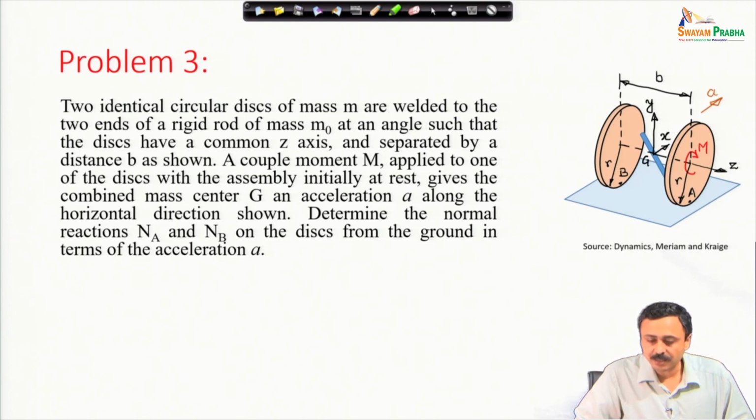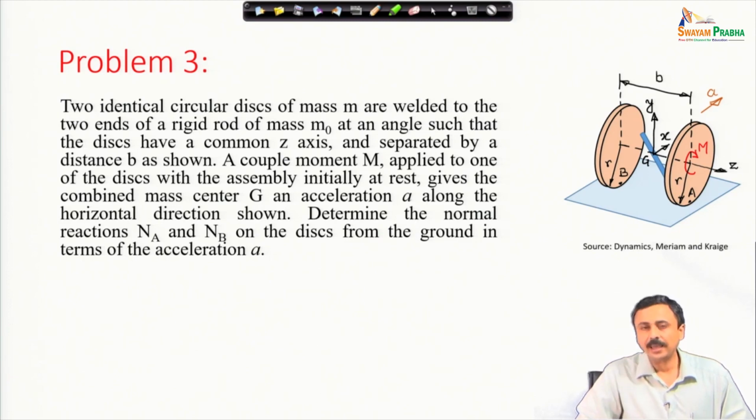Now, these discs are separated by a distance b as shown. A couple moment m applied to one of the discs with the assembly initially at rest gives the combined mass center G an acceleration a along the horizontal direction shown. Determine the normal reactions N A and N B on the discs from the ground in terms of the acceleration a.